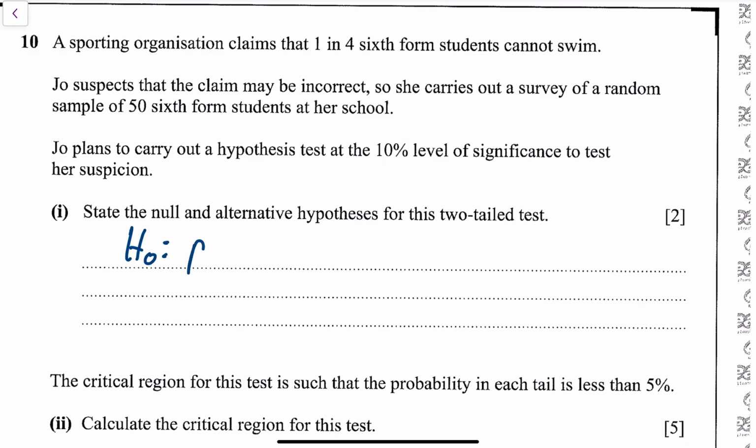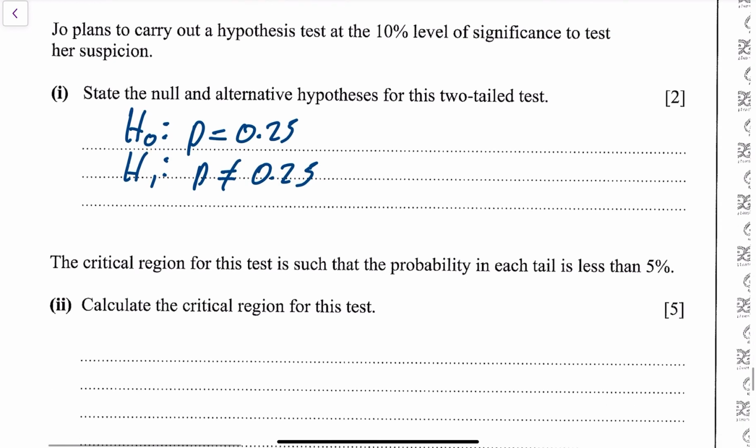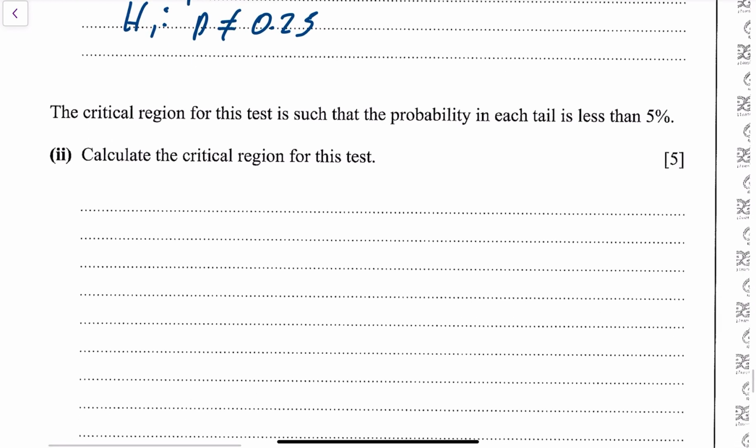So H0 is that my probability of success, 1 in 4, means 0.25, and she thinks it's different, so it's a two-tailed test, so she thinks it's not equal to that. It says the critical region for this test is such that the probability in each tail is less than 5%. That is key, and calculate the critical region for this test.